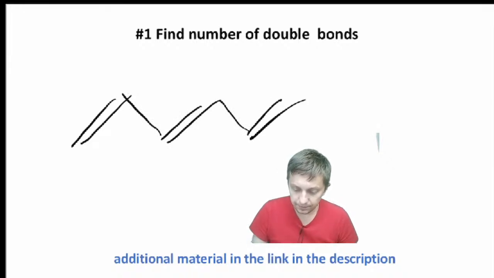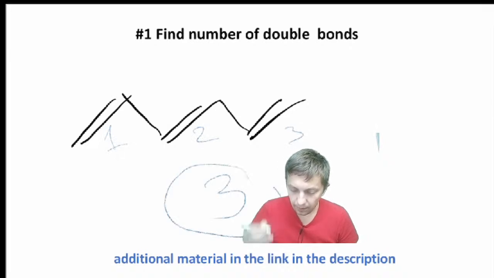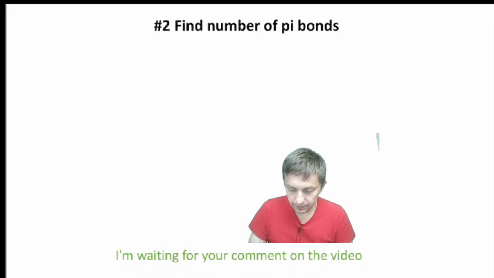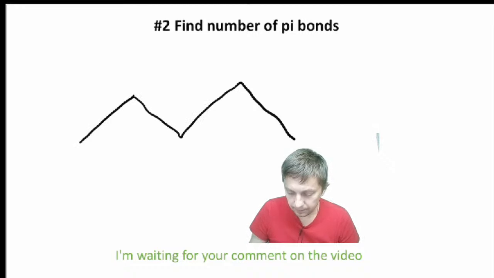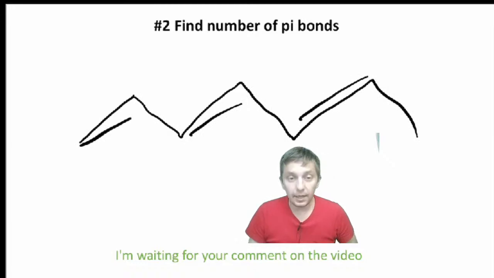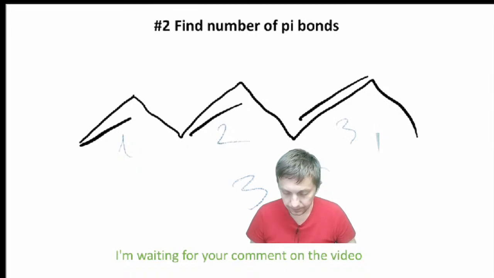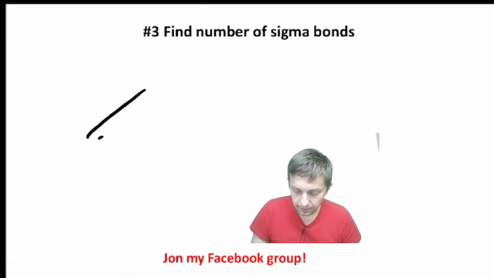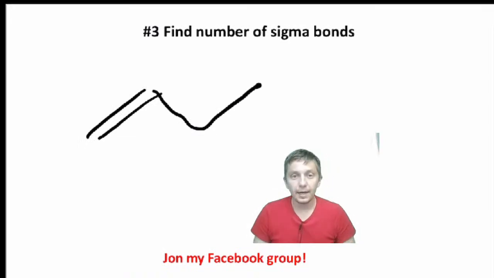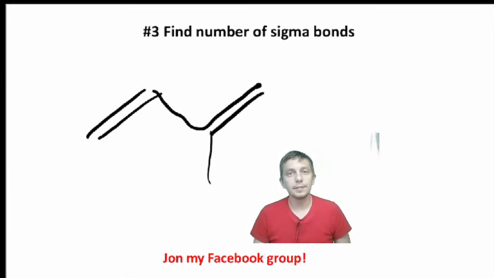Here we have 1, 2, 3 double bonds. If we're talking about, for example, these compounds, any double bond is sigma plus pi. So we have 1, 2, 3, we have 3 pi bonds. And for the same compound, isoprene, let's find the number of sigma bonds.